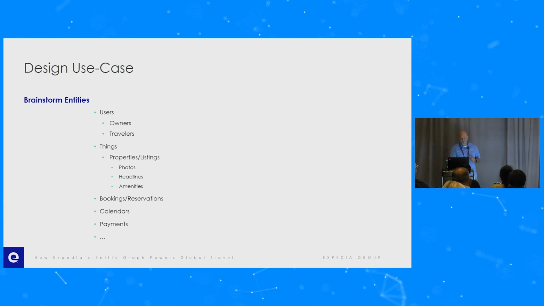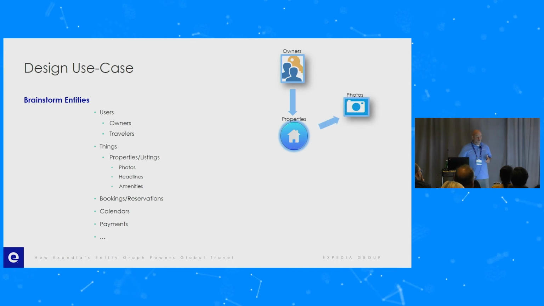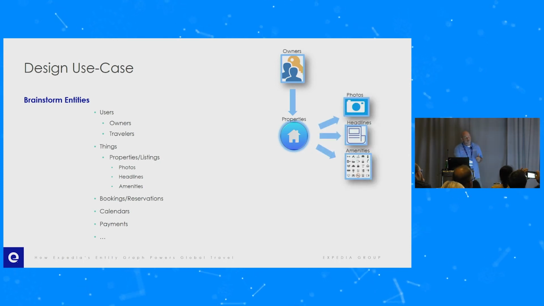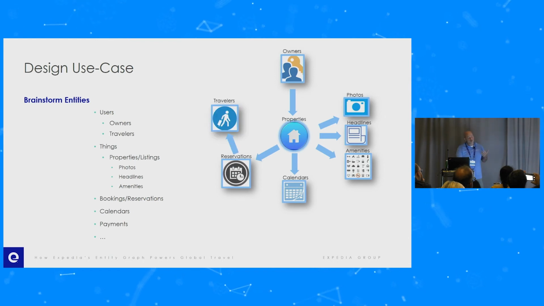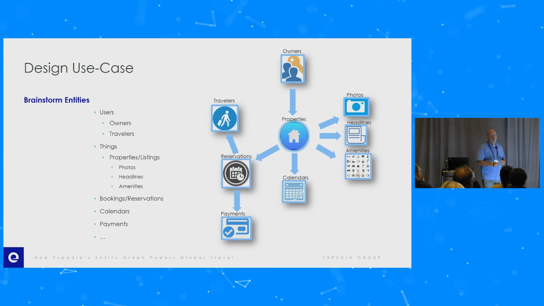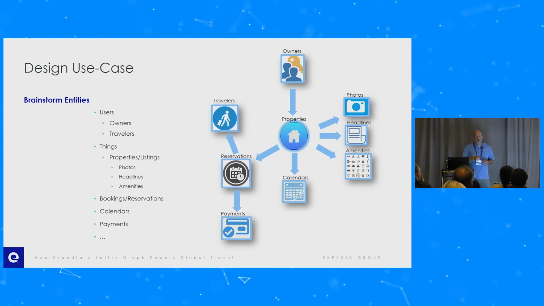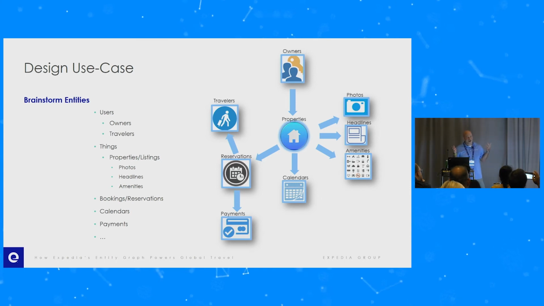So we want payments. So let's just take a quick second and let's model this out. We have our owners, and they're related to properties, and they have photos, headlines, and amenities. And then they also have calendars, and then we have a reservation, and the traveler creates a reservation, and they start to make payments on that reservation, right? What does that look like to you? Yeah, it starts to look like a graph real quick, right?